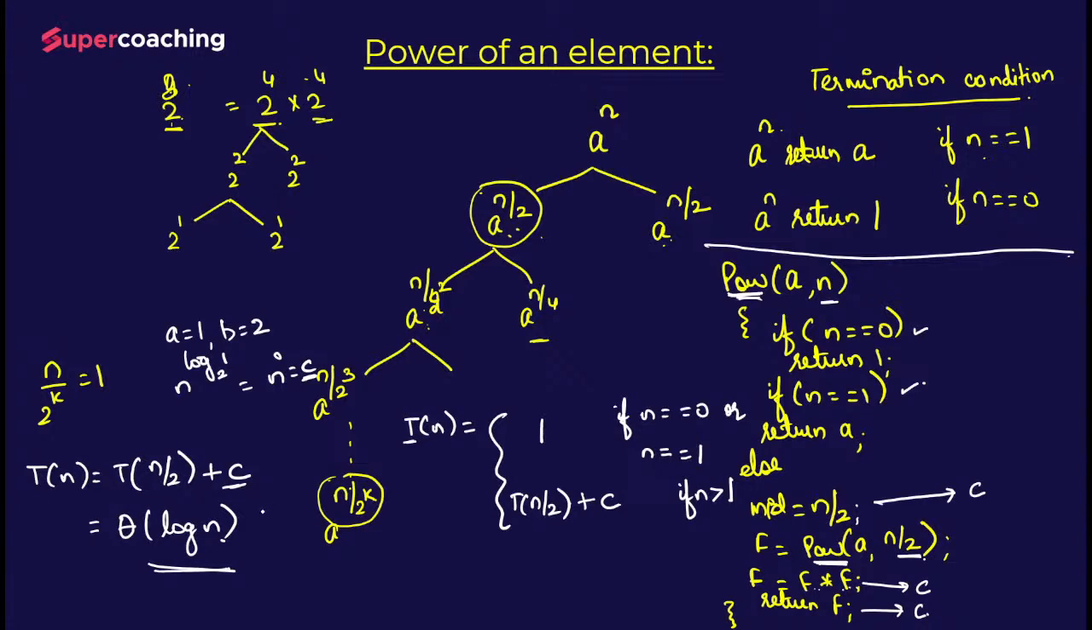I don't want to tell you how to find the power of an element. I just want to discuss how you can find the power of an element using divide and conquer. This is using divide and conquer. Apart from this, there is another approach known as the brute force method, in which we are not using any technique, we are simply using a for loop to find the power of an element.